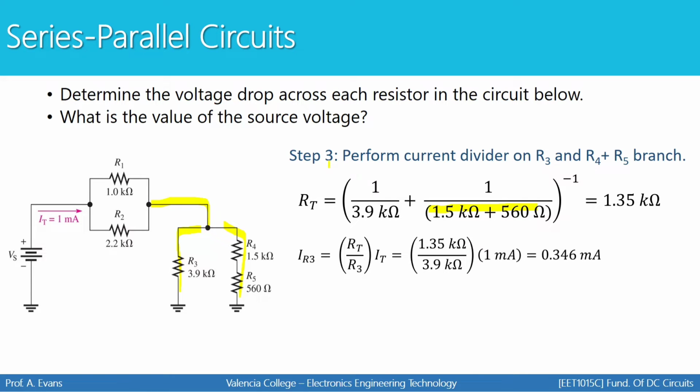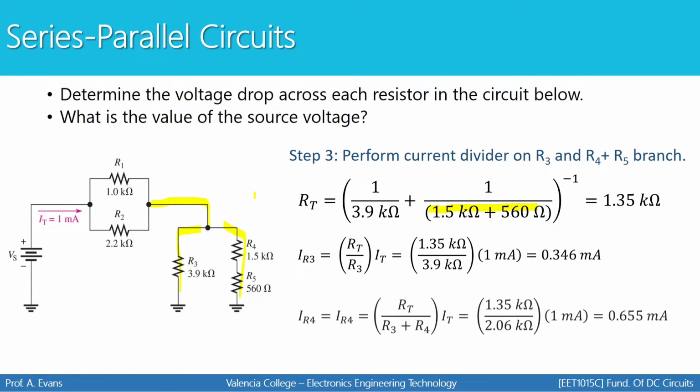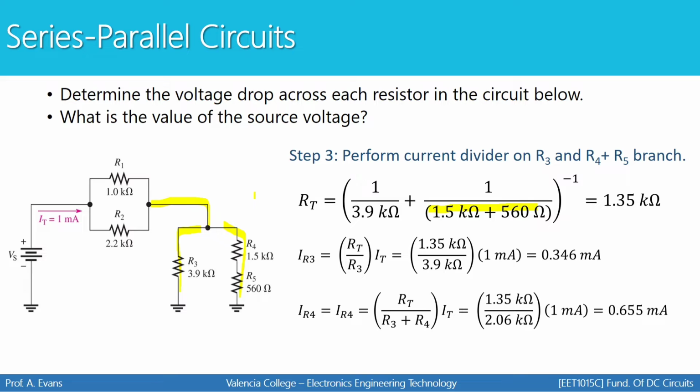Then I can set up the general current divider formula to find the current through R3: your total resistance divided by R3, times the total current coming into this node. And the current for R4. Keep in mind the current for R4 is also the current for R5. That should say R5.